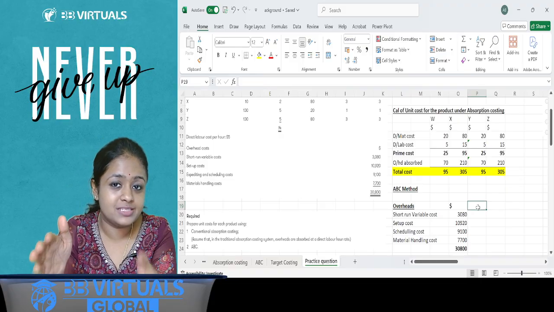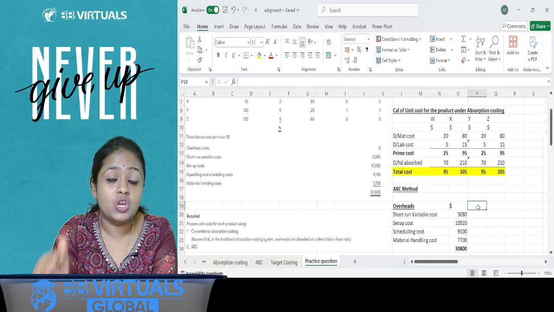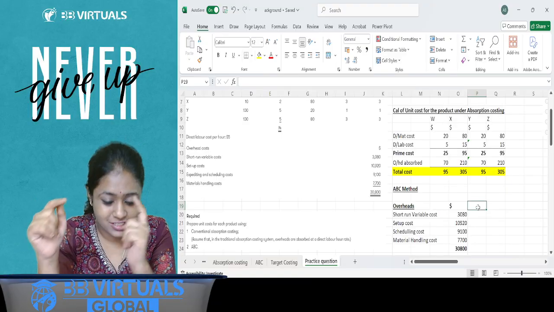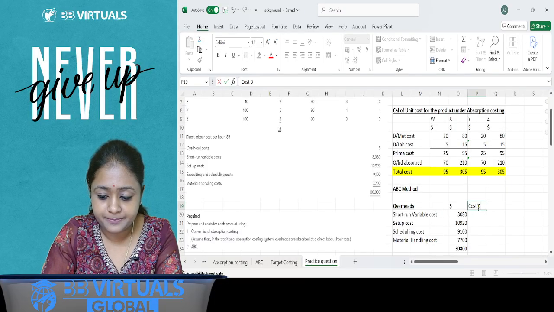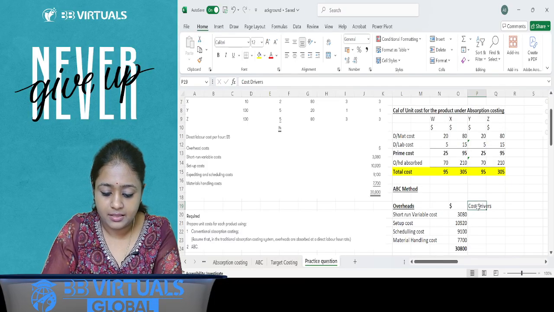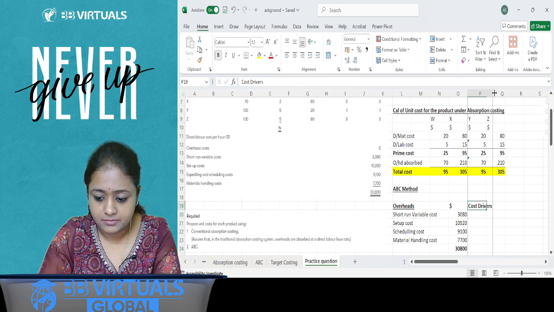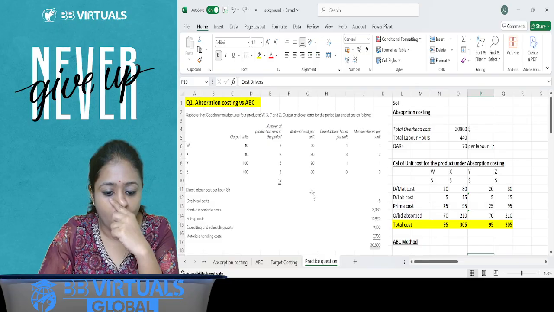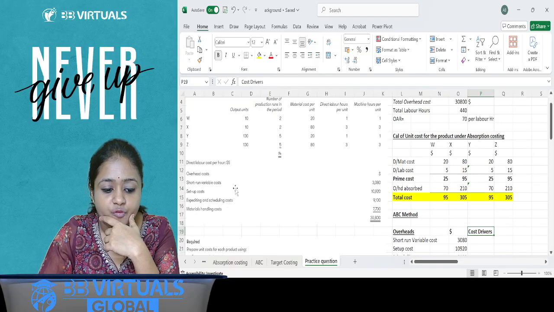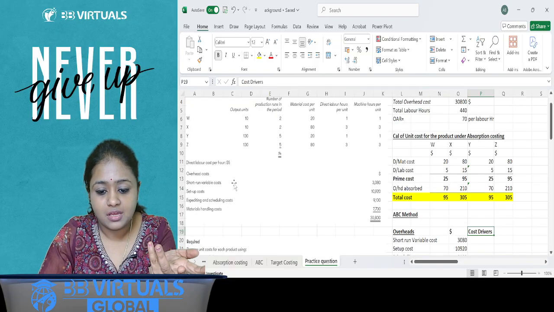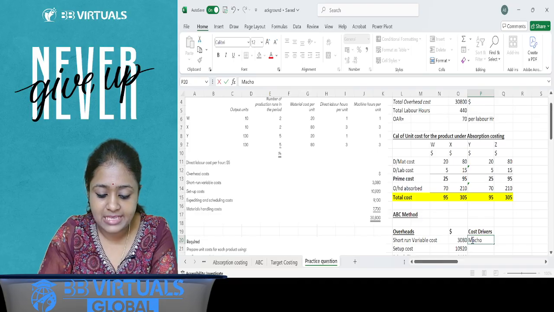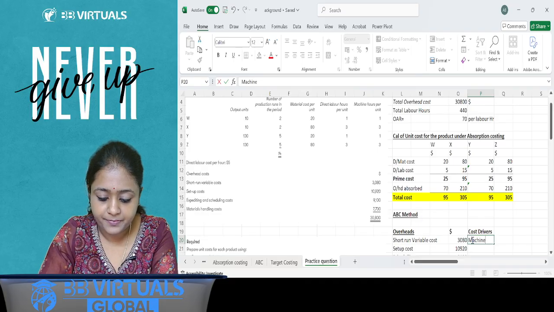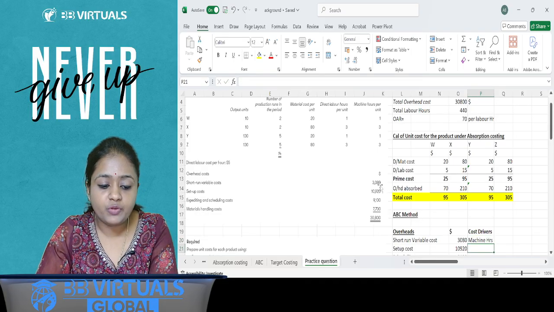Once you have the overheads, we have the different activities. Now we need to assign their cost drivers. Very good. Let's have the cost drivers in place. Now let us know what would be the cost driver for a short run variable cost. It would be the machine hours, right? Let's have the machine hours here.